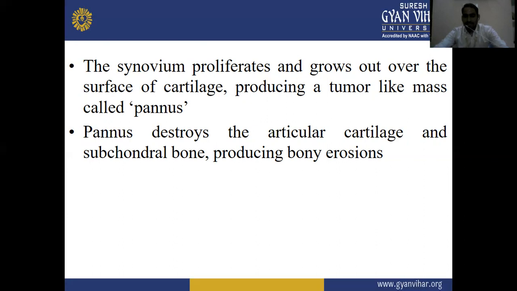And pannus. Pannus is a type of extra growth in your joints that can cause pain, swelling, and damage to your bones, cartilage and other tissues. It most often results from rheumatoid arthritis. Pannus destroys the articular cartilage and subchondral bone, producing bony erosion.